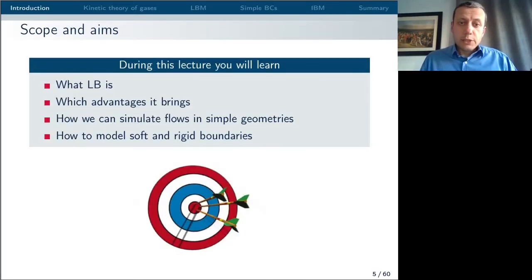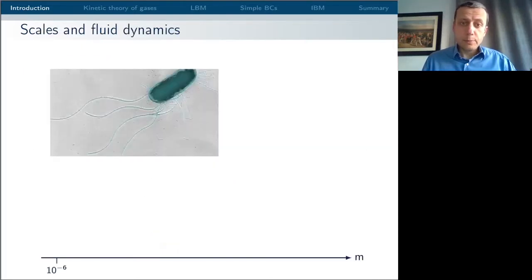Okay, introduction. What will happen in this lecture? You will learn about what Lattice Boltzmann is, you will learn something about its advantages, of course also disadvantages, no method is perfect, how can you simulate flows in simple geometries, and also how can you in principle model soft and rigid boundaries and fluid structure interaction problems.